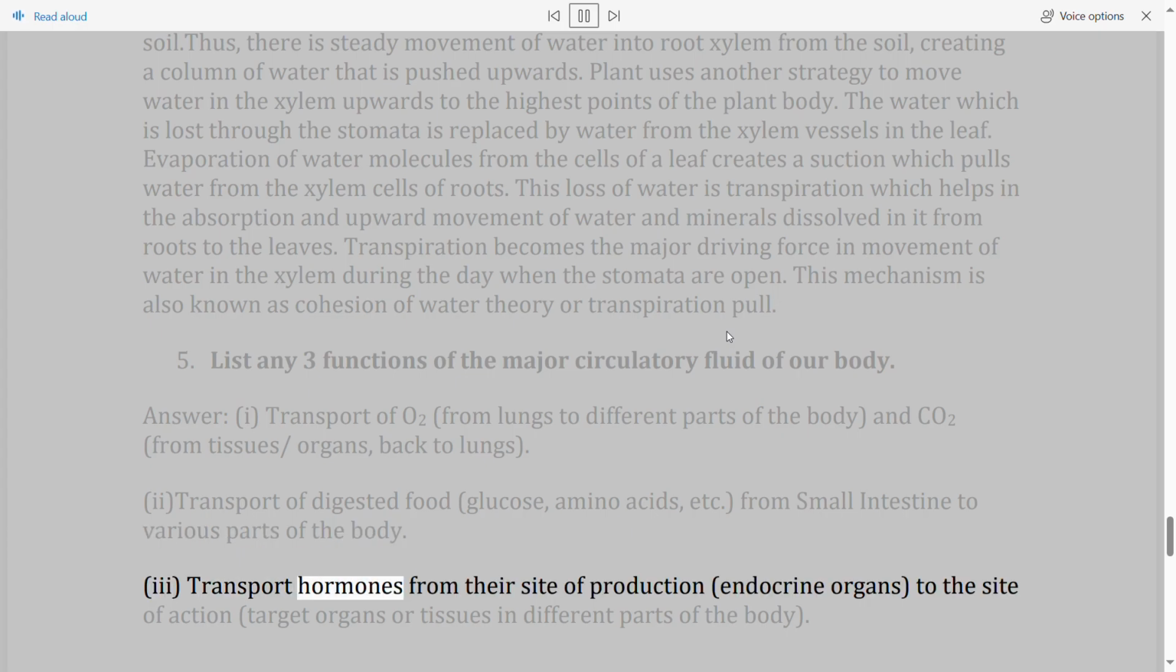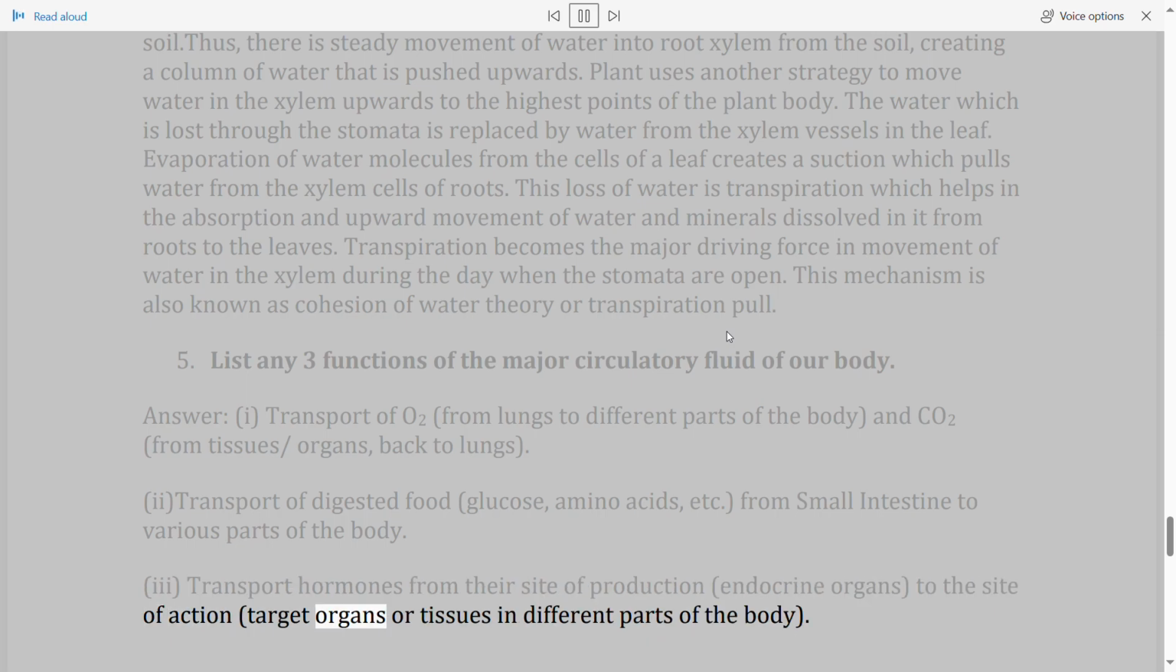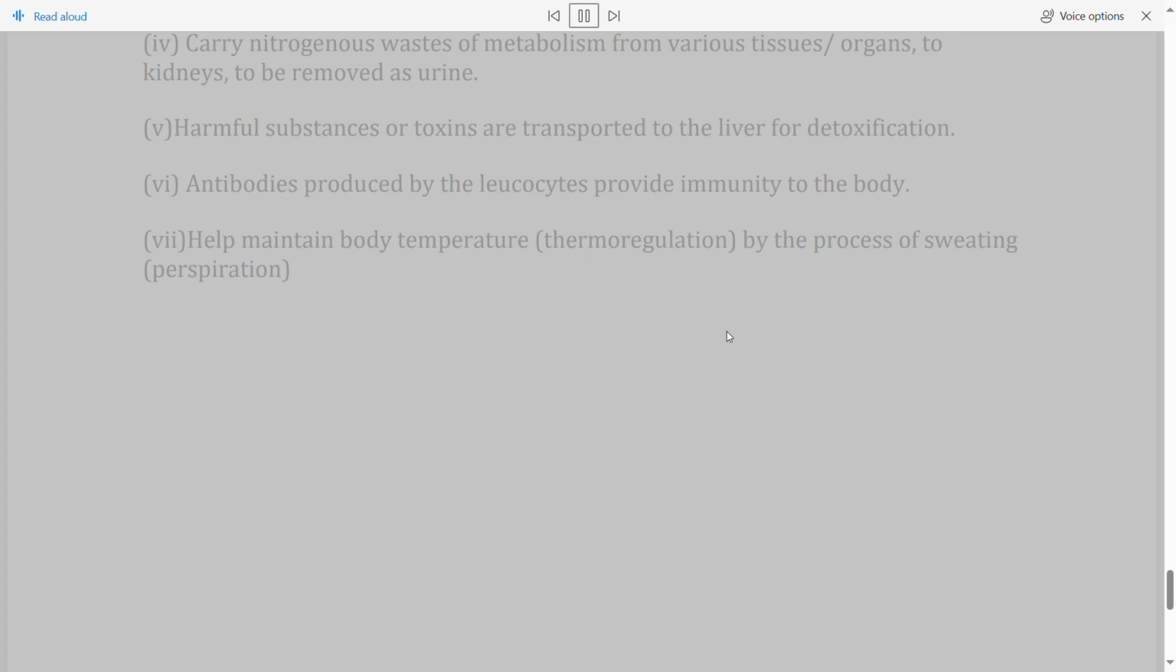3. Transport hormones from their site of production, endocrine organs, to the site of action, target organs or tissues in different parts of the body. 4. Carry nitrogenous wastes of metabolism from various tissues and organs to kidneys to be removed as urine. Harmful substances or toxins are transported to the liver for detoxification.